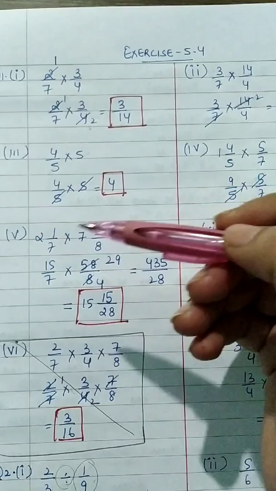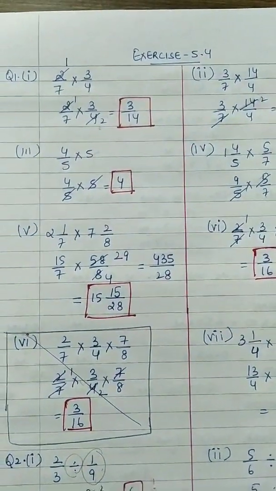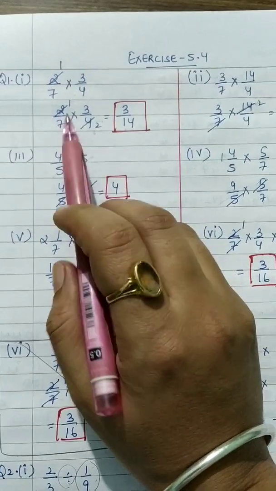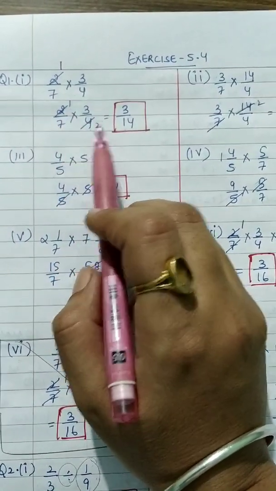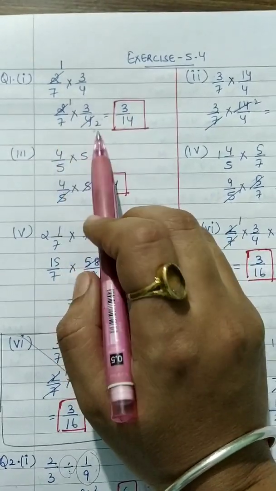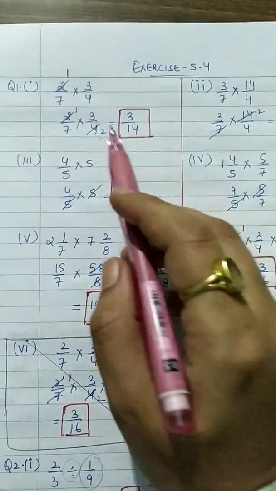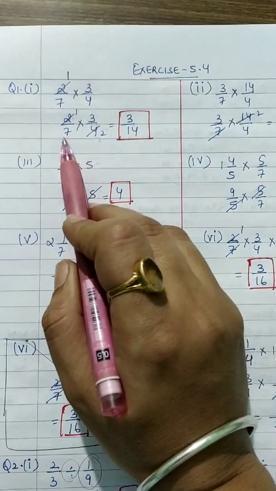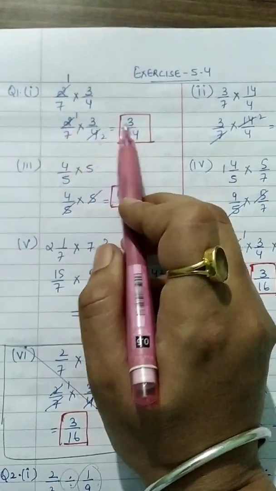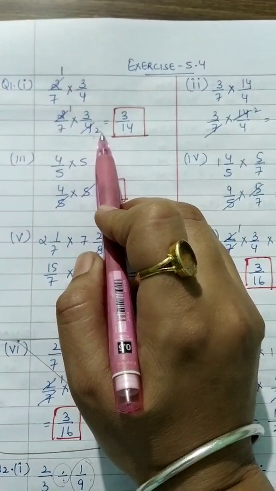In this we can cancel the terms from the numerator and the denominator. So 2 is in the numerator and 4 is in the denominator. We can cancel this. 2 ones are 2, 2 twos are 4. So 1 into 3 will be 3 and 7 into 2 will be 14. Always multiply numerator with numerator and denominator with denominator. So 1 threes are 3 and 7 twos are 14.